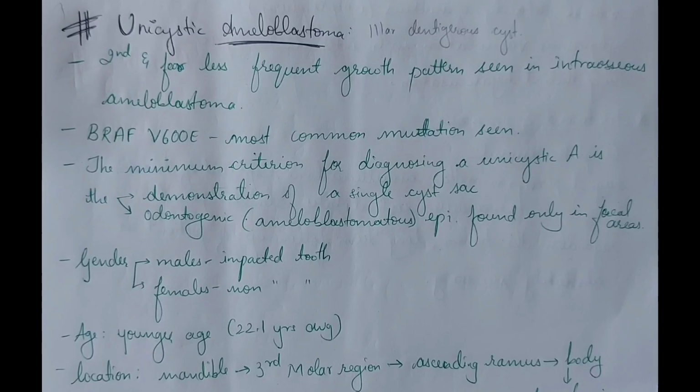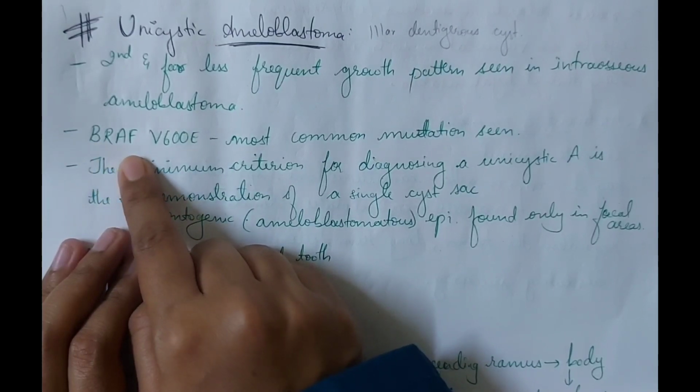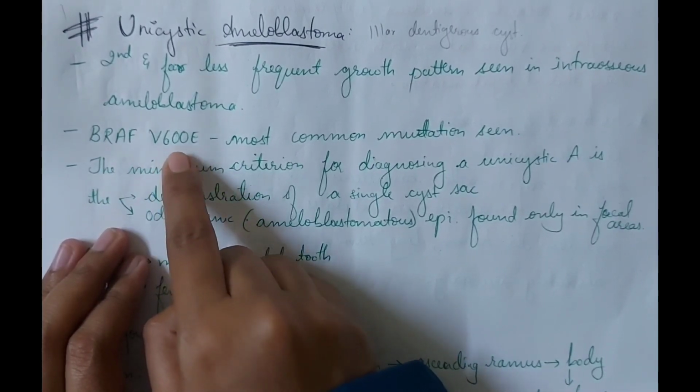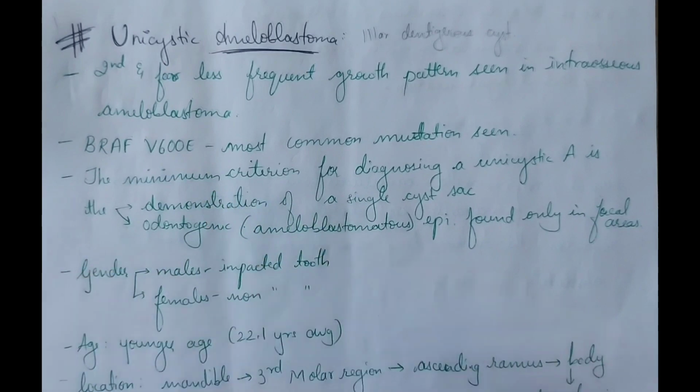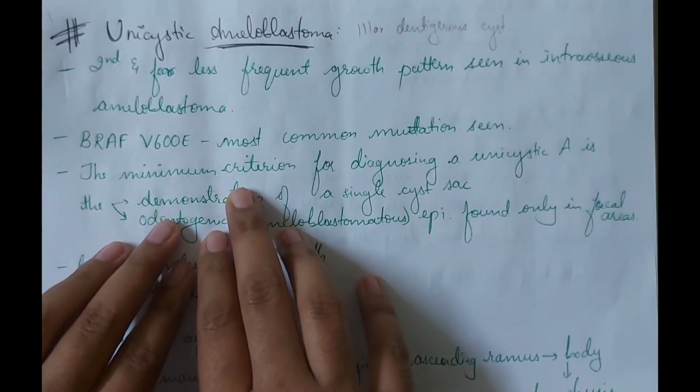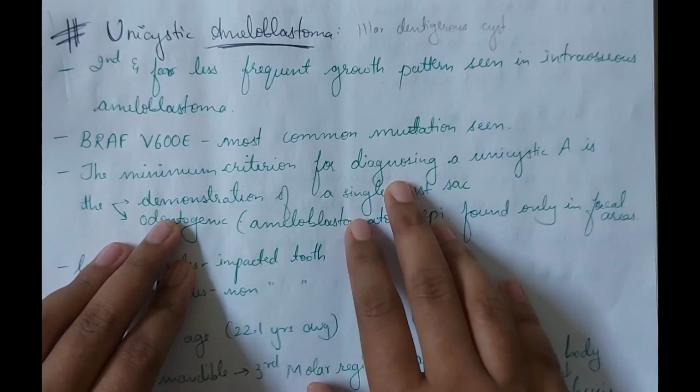The second type of ameloblastoma is the unicystic ameloblastoma, which is similar to a dentigerous cyst. This is the second and far less frequent growth pattern seen in the intraosseous ameloblastoma. The most common mutation seen is BRAF V600E.